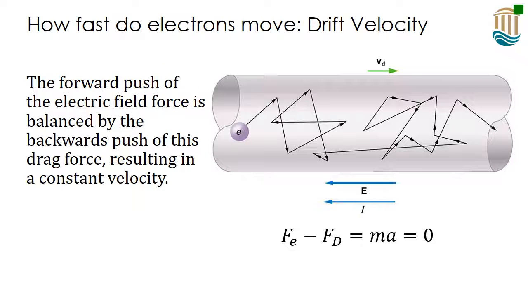The forward push of the electric field force is balanced by the backwards push of this drag force, resulting in a constant velocity. This average velocity of the free charges is called the drift velocity. Interestingly, the drift velocity for electrons in a wire is roughly 1/10 of a millimeter per second.